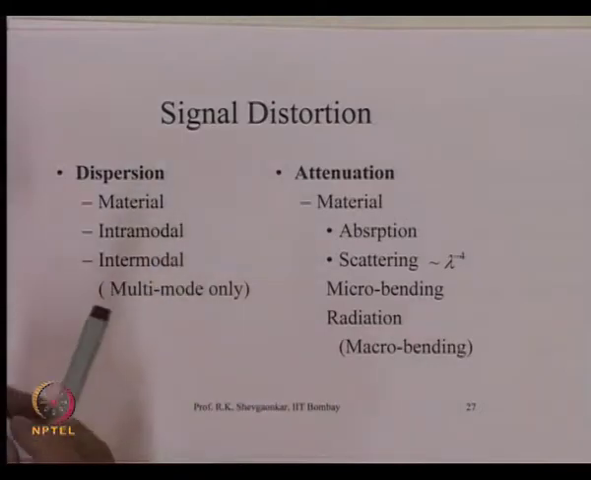When we go to intramodal dispersion, then we assume that the material dispersion is practically small. So we assume that the refractive index is not varying as a function of wavelength, and only because of the modal nature of light do we have a difference in velocities, and because of that we have a pulse broadening.